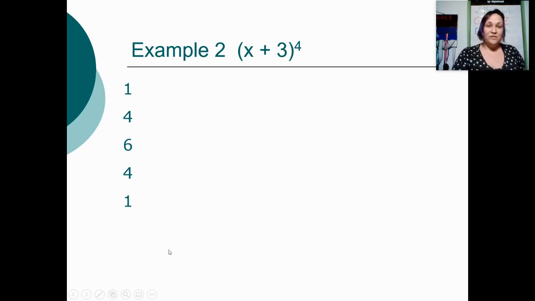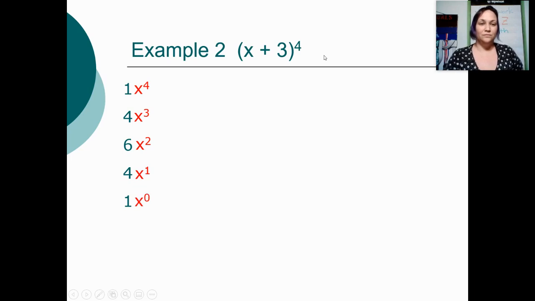Now, if you remember from our first video, the next thing we're going to do is we're going to take our first term, which is x, and we're going to start with the exponent of 4, because that's the exponent on our binomial, and we're going to count down to 0. Then we're going to take our second number from our binomial, which in this one is an actual number, the number 3, and we're going to start at 0 and count up to 4.